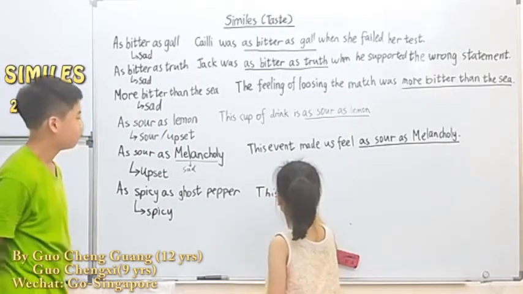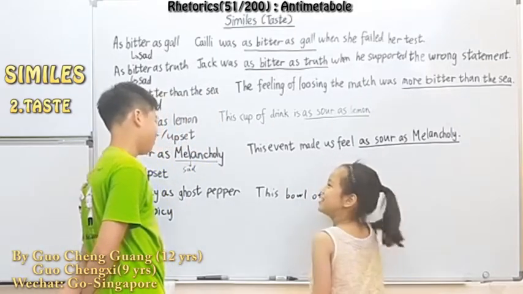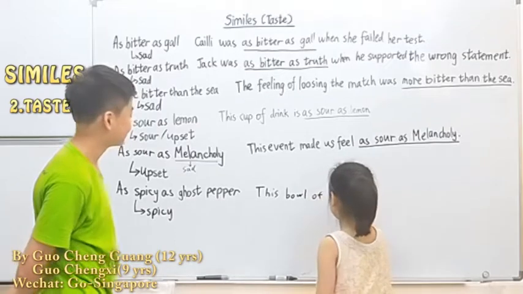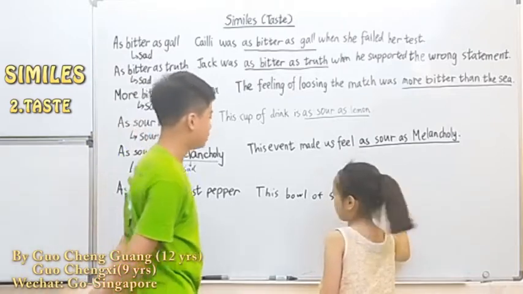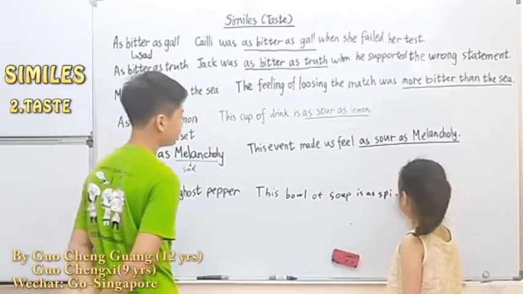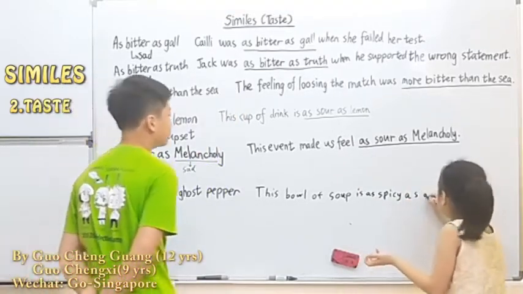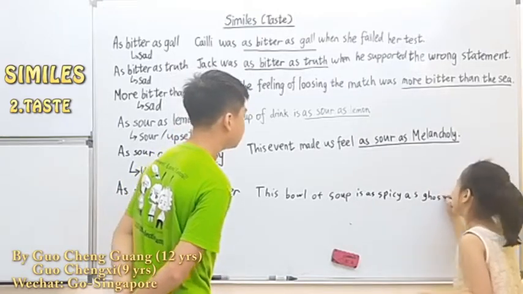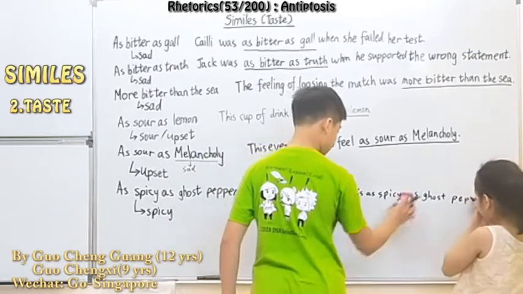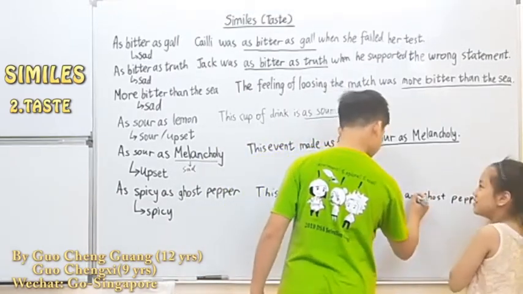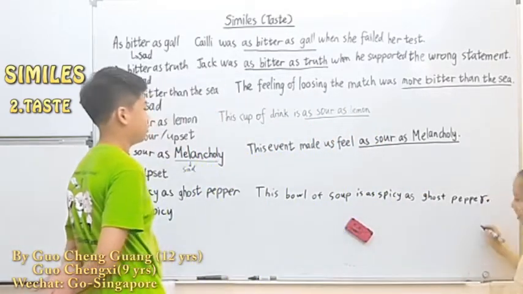This bowl of soup is as spicy... You know why? Some soups sometimes somehow get some ghost pepper added for no reason. That's spicy as the ghost one. We just write this part closer, okay? A and S. Okay, spicy as ghost pepper.